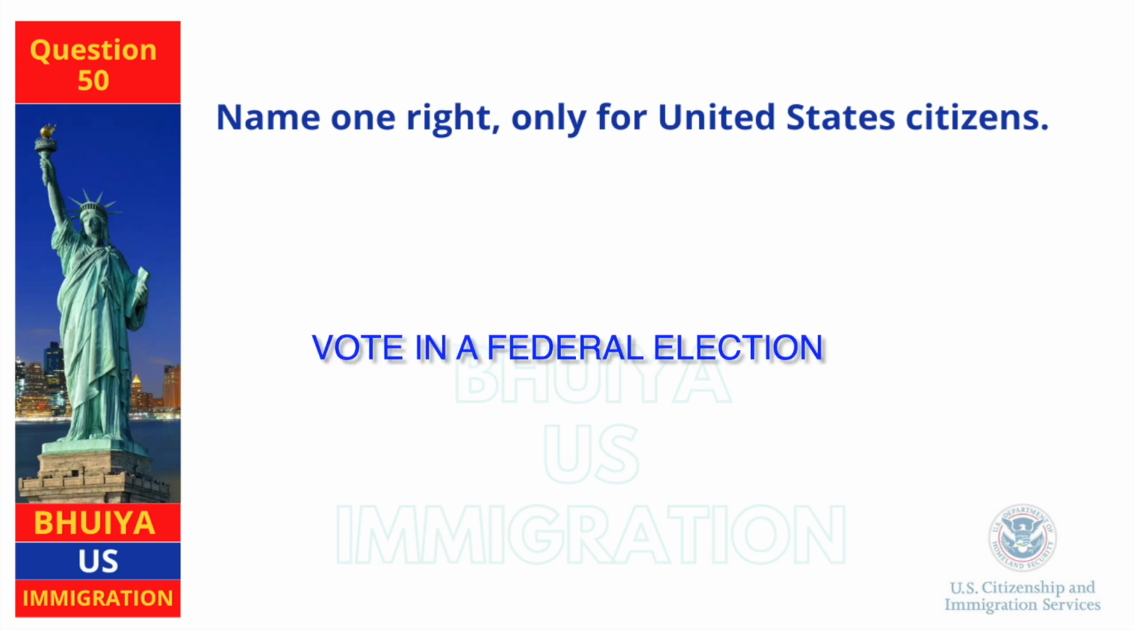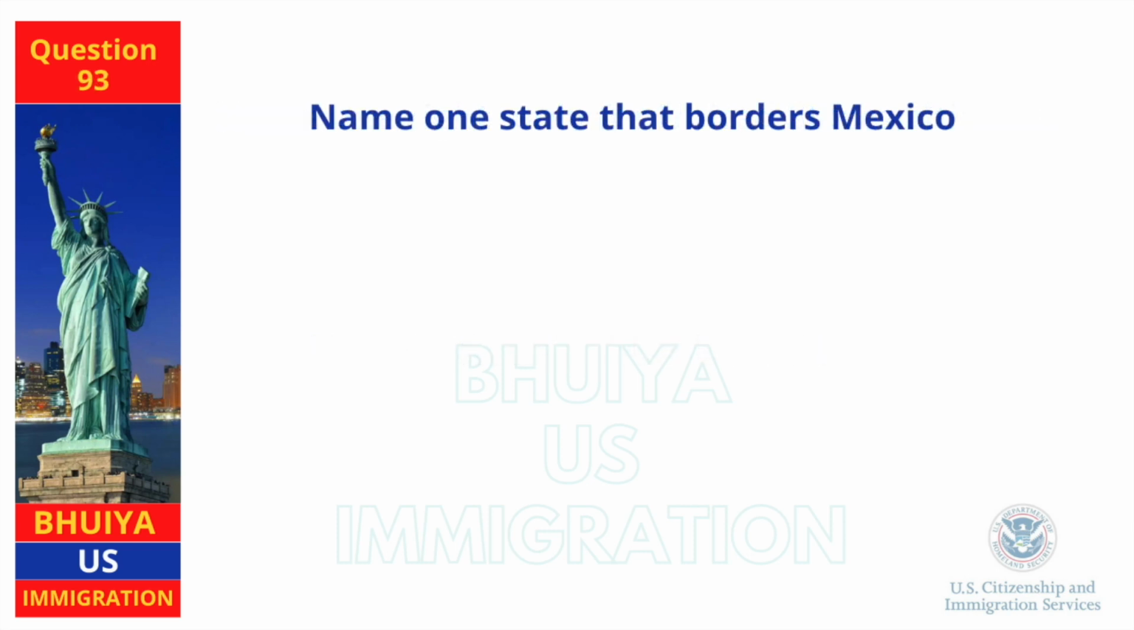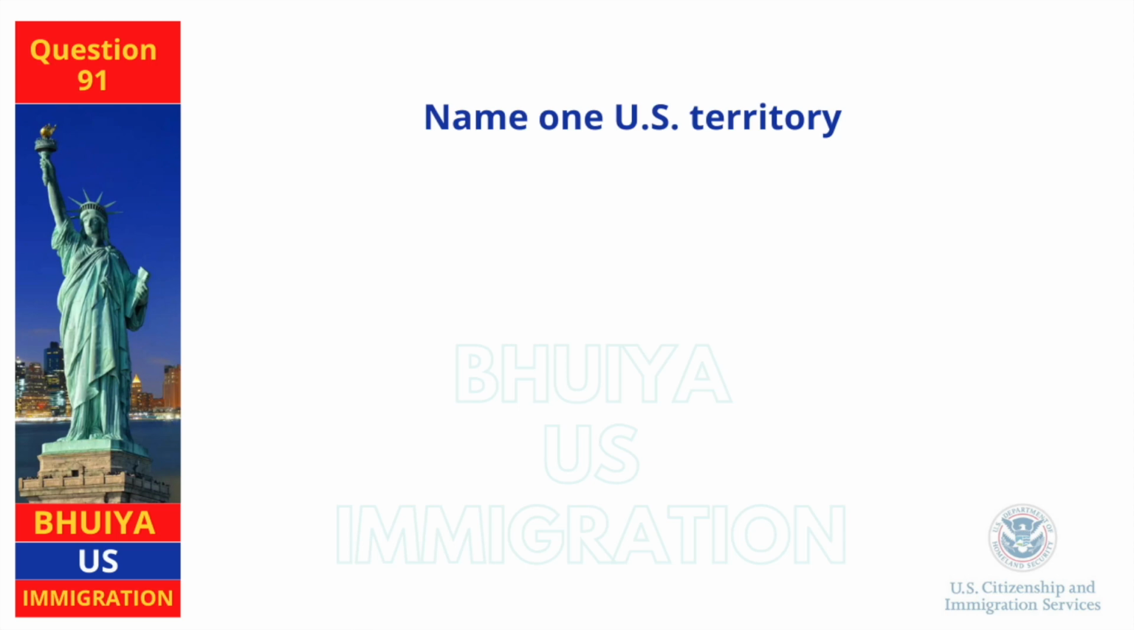Name one right only for United States citizens. Vote in a federal election. Name one state that borders Mexico. California. Name one US territory. Guam.